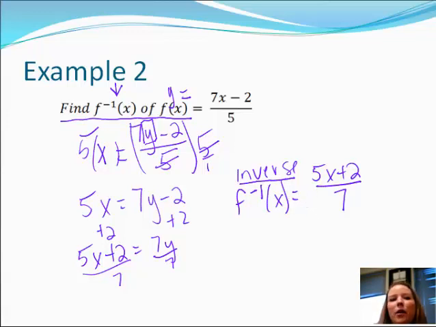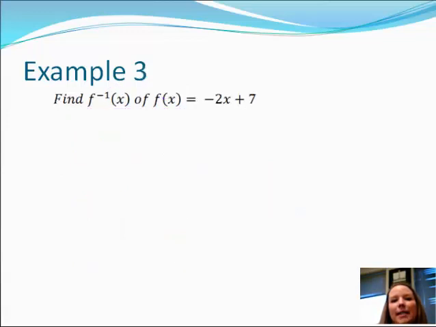On your worksheet, I want you to finish doing example 3. It says find the inverse of f of x equals negative 2x plus 7. Remember that this is just y equals, so you're going to switch x and y and solve it out. I want you to practice that one. I'm going to be checking it as your entrance ticket tomorrow in class. If you have questions, rewatch the video, and we will be doing this in class tomorrow.